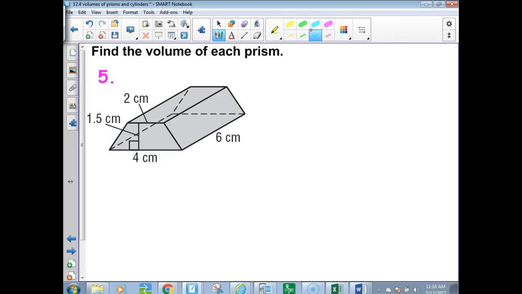Next one is, what kind of shape is this? Could somebody tell me the name of this thing? It looks like a gold bar. Yeah, that's a good analogy. Trapezoidal prism. It has a trapezoid base.